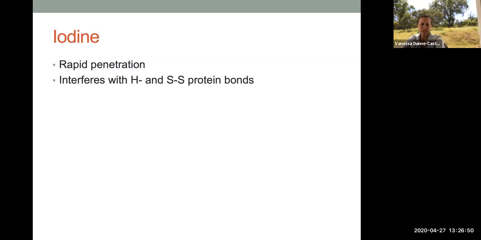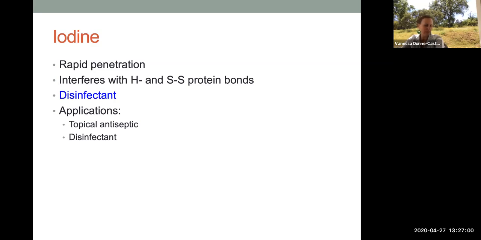The mode of action, what it does, is it interferes with the hydrogen and disulfide protein bonds, same thing as we saw before. This is considered a disinfectant and can be used as an antiseptic. So it's a great wound cleaner because of its ability to kill microorganisms that are there, and it can be used as a disinfectant as well. One of the limitations for iodine is that it stains, so something to keep in mind.